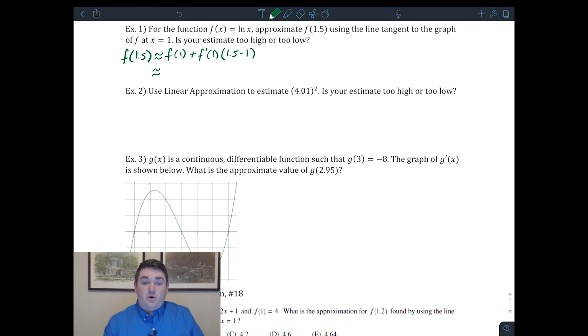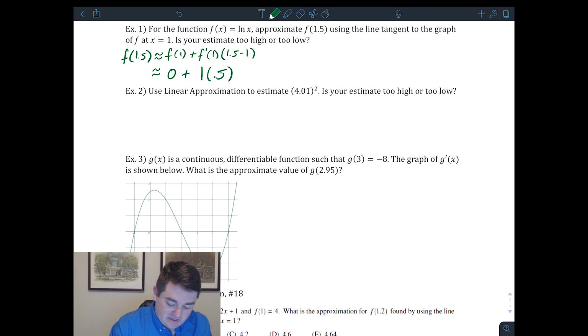So to calculate f of 1, the natural log of 1 is 0, plus f prime of 1. The derivative of natural log x is 1 over x, so 1 over 1 is 1, times 0.5. So the natural log of 1.5 is approximately 0.5.